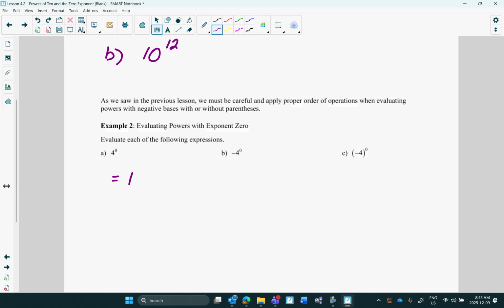How about this one? It's -1. Because remember, if there are no parentheses, we have to do 4 to the 0 first and then put the -1. So this is -1. But this one, there are parentheses. It's 1. Make sure you understand the difference between these. Parentheses matter when we're dealing with powers.